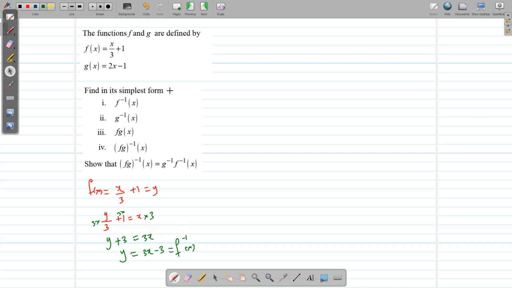Now, g inverse. We start by writing down g of x is equal to 2x minus 1, and we're going to let that equal y. Then we switch the positions of x and y. So 2y minus 1 is equal to x.